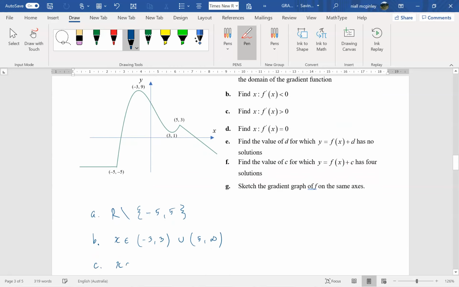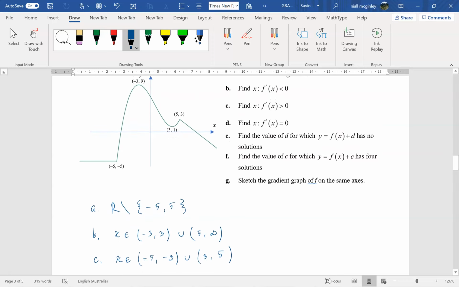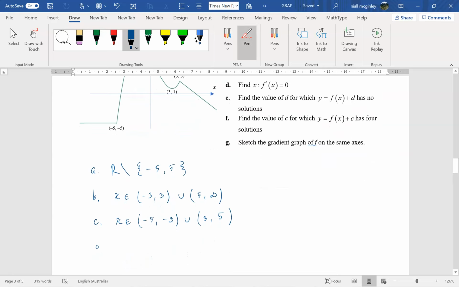Looking for where the gradient is positive. So it's going to be positive between -5 and -3. We know there's no gradient at -5, so it certainly doesn't include that. The gradient is 0 there, so we don't include that either. And then this section here, it's positive gradient as well. 3 not including, and then going to 5 and not including 5 either. So the two places where the gradient is 0 is going to be your turning points here, which will be -3 and 3.